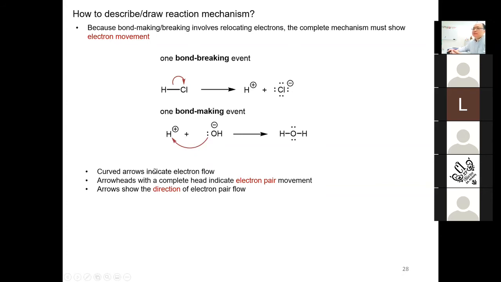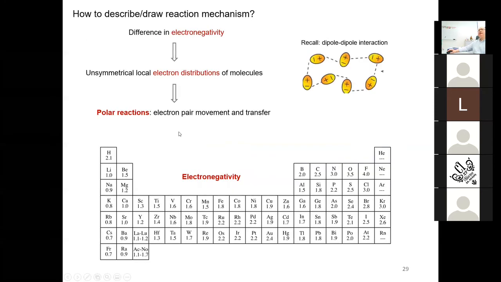So the curved arrows we draw here indicate electron flow, okay? Arrowheads with a complete head indicate an electron pair. So if you have a complete head like this, it means it moves two electrons, okay? Not a single electron, but a pair of electrons. And the arrow shows the direction of electron pair flow. So that means this pair of electrons moves to the proton, not the opposite way, okay? Because the opposite way cannot happen, because the hydrogen does not have any electron to give to hydroxide. So the hydroxide has the electron, and it gives it to the proton to form a bond.